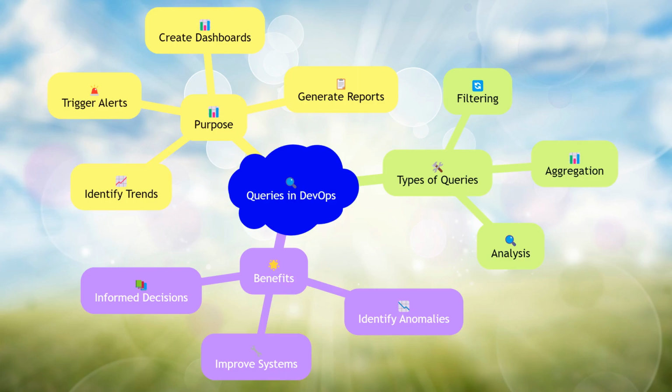Queries are essential for extracting meaningful insights from the vast amounts of data generated by DevOps operations. They allow teams to filter, aggregate, and analyze data to identify trends, anomalies, and areas for improvement. Queries can be used to generate reports, create dashboards, and trigger alerts. By leveraging queries, teams can gain a deeper understanding of their systems and make informed decisions. This section will explore the different types of queries and how they can be used to enhance DevOps operations.